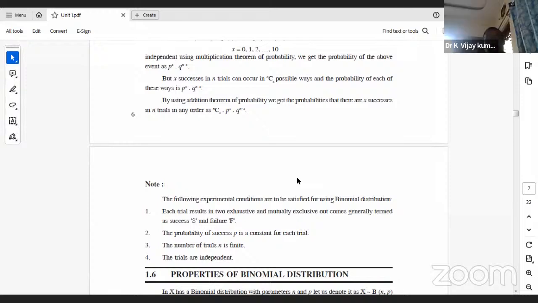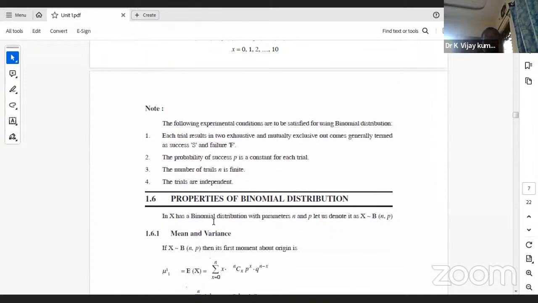The probability of success p is constant for each trial. The trials are independent. The number of trials n is finite. We are taking it.